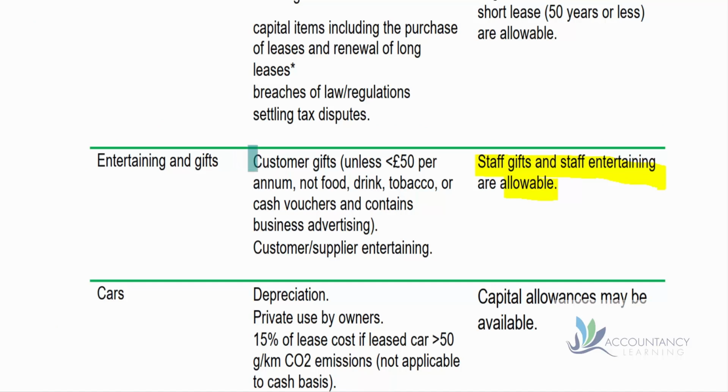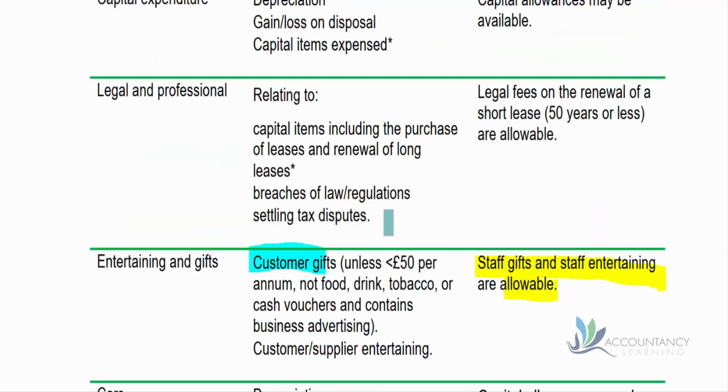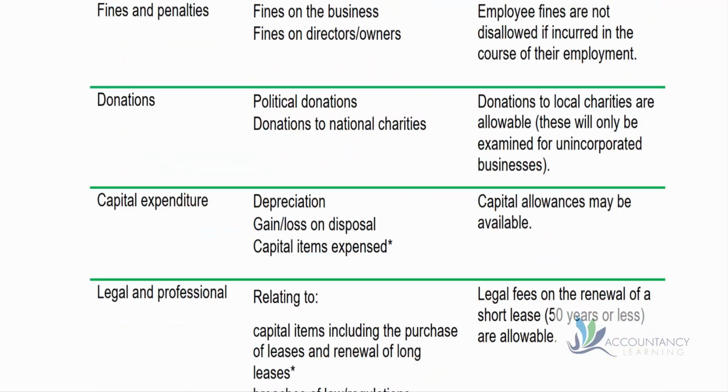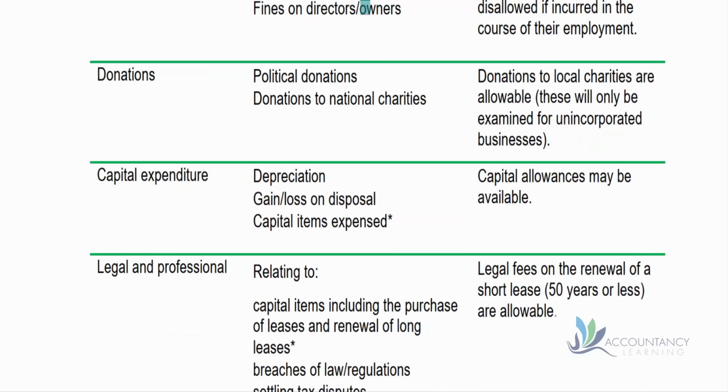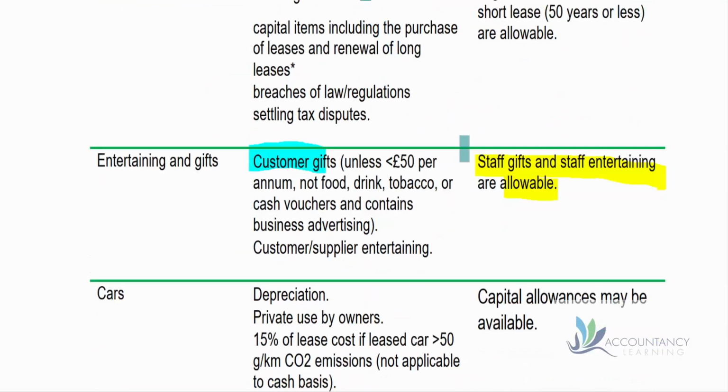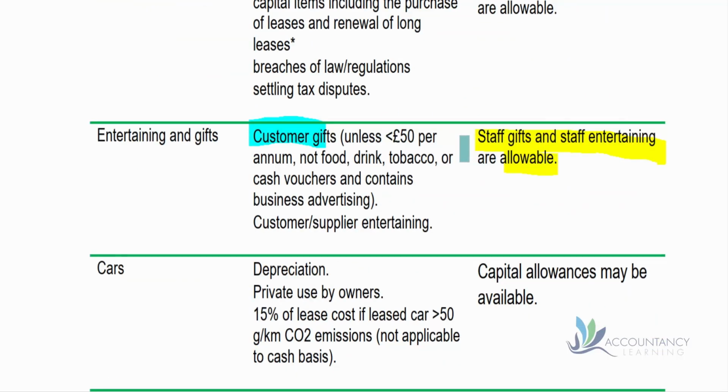And then what about customer gifts and customer entertaining? So this is going to be disallowable. Yeah, that's what this column is. Yeah, this is the disallowable expense. So this would be disallowable unless it's less than £50, which in this case it is.